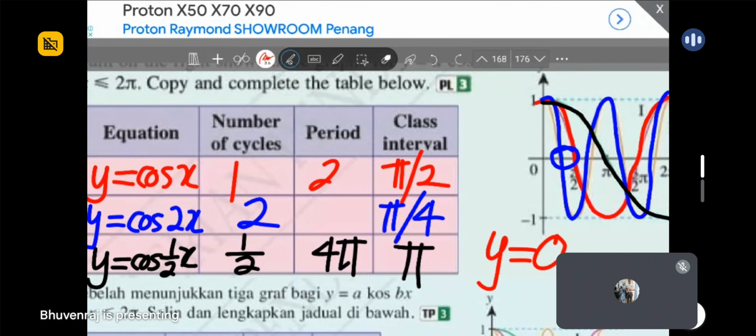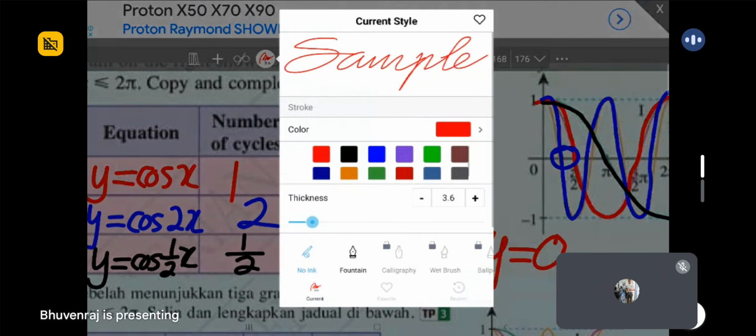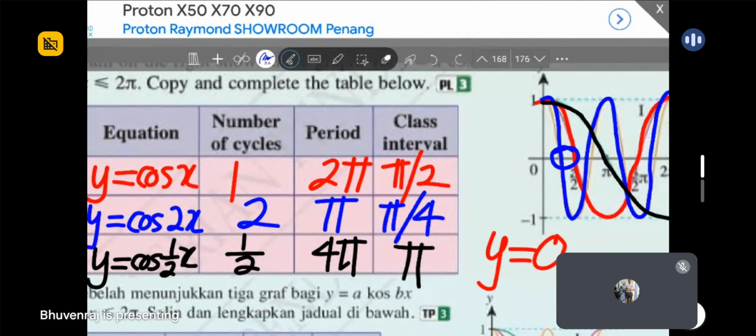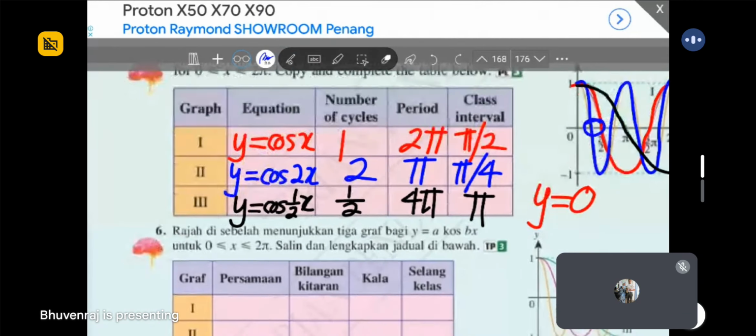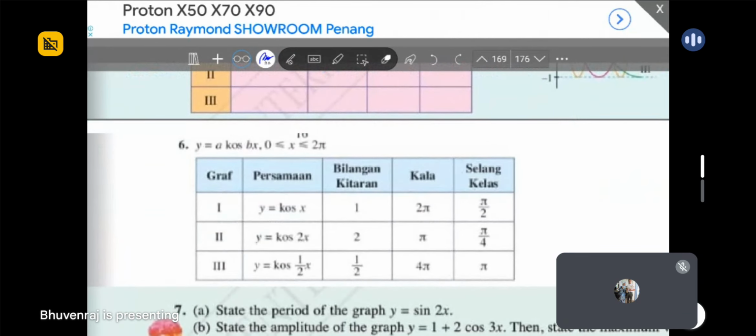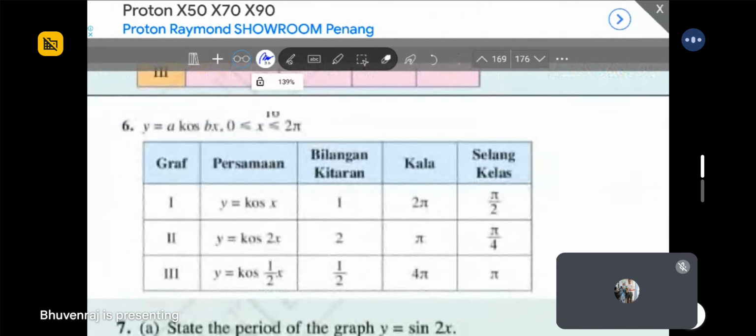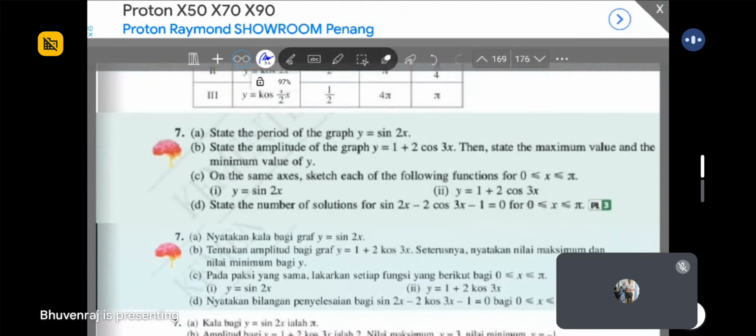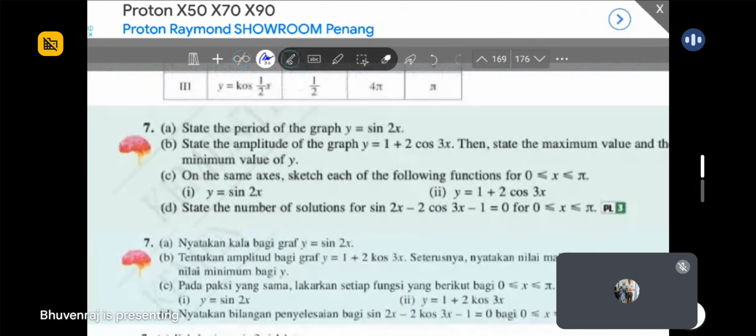Okay, so this one is just the basic interpretation that you guys must use to get all the quantities over here. Usually SPM takkan tanya macam ni, but this is the basic, to understand all the graphs. Okay, so this is question 6. Soalan ke-6. Okay, so next one. Question 7. Soalan ke-7. For question 7, they're asking you to state the period of this graph.